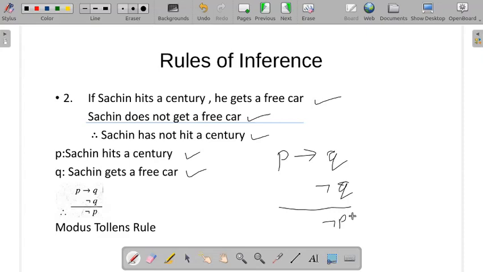So according to which rule is this argument valid, we have to see. Observe here. According to the modus tollens rule, if P conditional Q and negation Q are true, then negation P is true. So according to the modus tollens rule, this argument is valid.